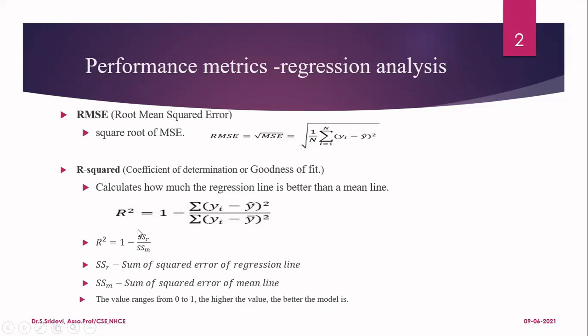And when you consider this R squared value, it will range from 0 to 1. If you consider the previous three metrics, MAE, MSE, and RMSE, the value will not be from 0 to 1. It can have any value depending upon the values of that particular attribute. Whereas R squared will give you a value only in the range 0 to 1.